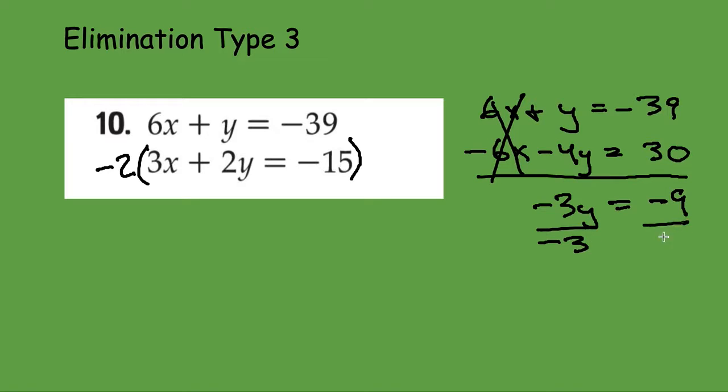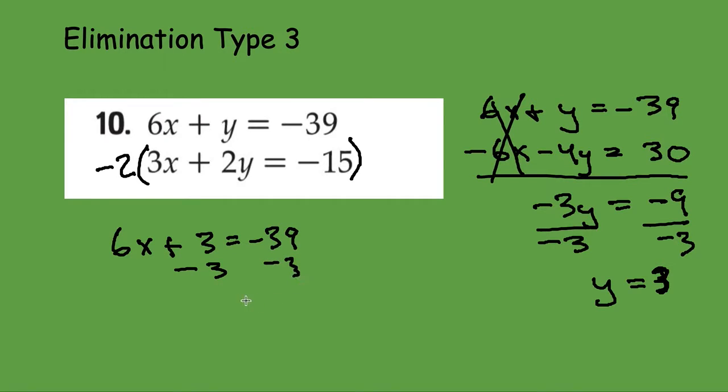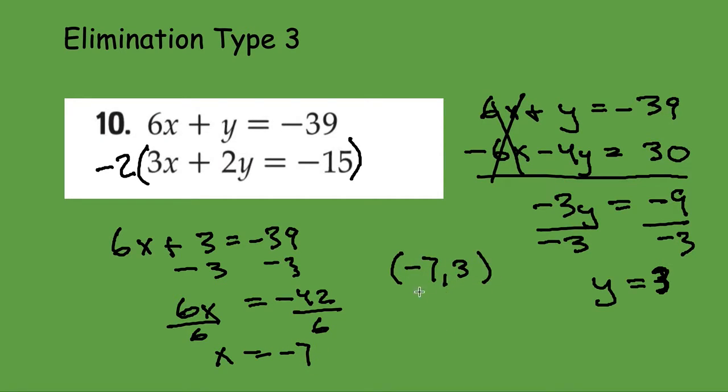Divide both sides by -3, and look at that. You get y equals, I almost said 1. Y equals 3, positive 3. All right, so that's good. Now let's put that in the top equation. So we'll go 6x, and then y is 3, plus 3 equals -39. Well, subtract 3, and that gives you -42, and 6x, and then divide both by 6, and you get x is equal to -7. So we get a solution of -7 and 3.